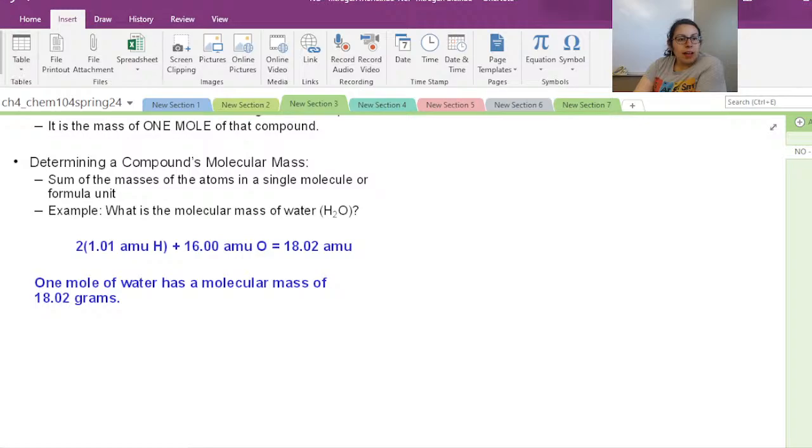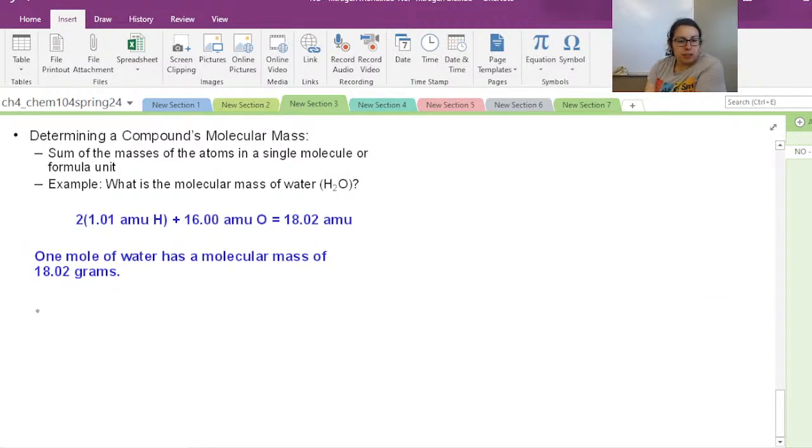All right, so now add that up. Let's just try silicon tetrachloride here and see if you can get the mass of that one.